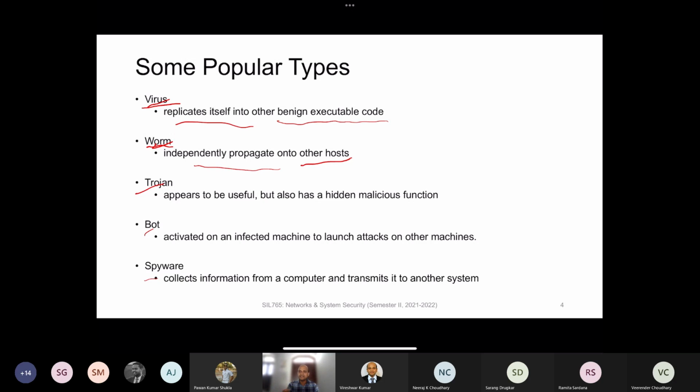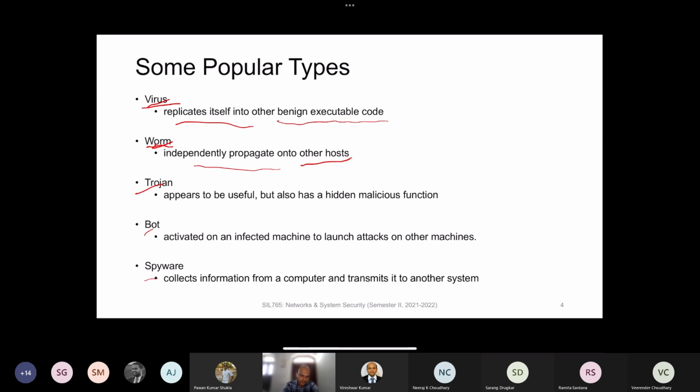So the property on which these classifications are being discussed is how the target or the victim is getting compromised, what the behavior of the malware is, or the basic property of the malware. That is the way we have shown these types, but their objectives could be very similar.